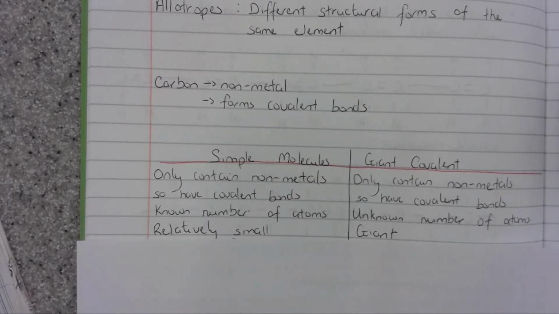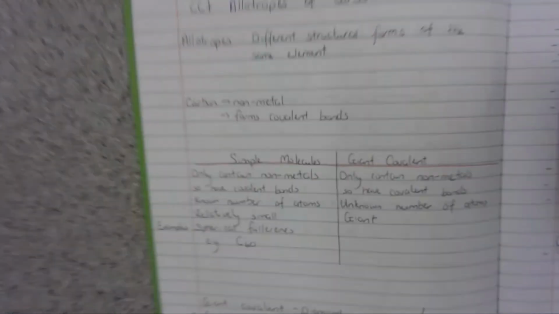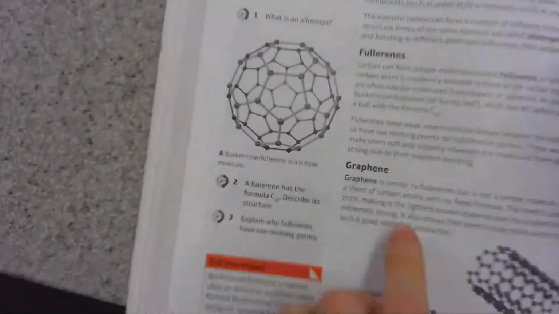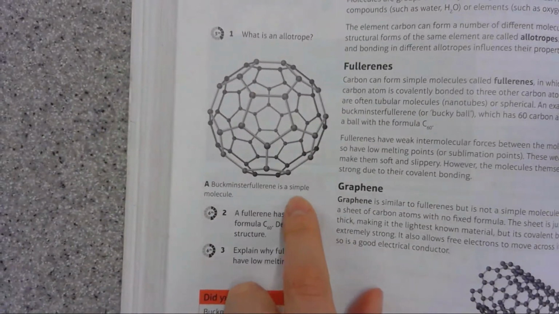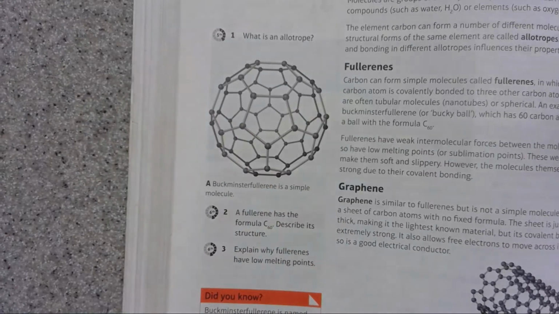When we're looking at allotropes of carbon, as I said before, you've only got carbon bonding to other carbons. So CO2, yes, it's a simple molecule, but it's not an allotrope of carbon because you've got oxygen in there. To be an allotrope of carbon, I should only have carbon atoms. If I'm looking at an allotrope of carbon that is a simple molecule, then I'm going to look at Buckminster fullerene, which is a spherical fullerene.